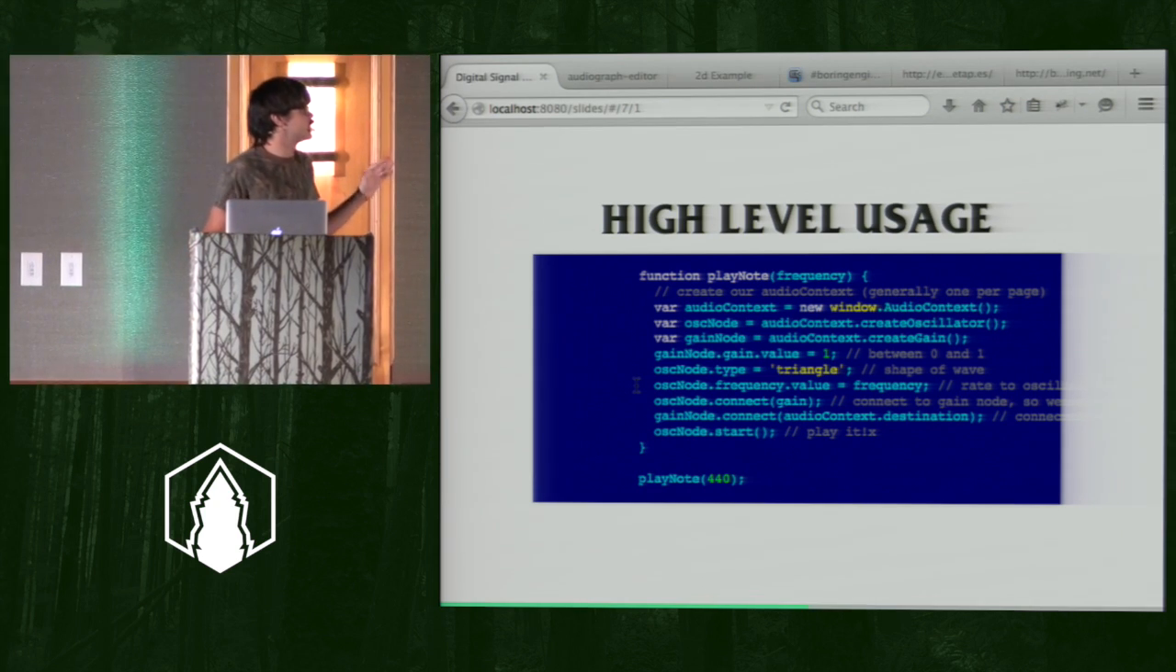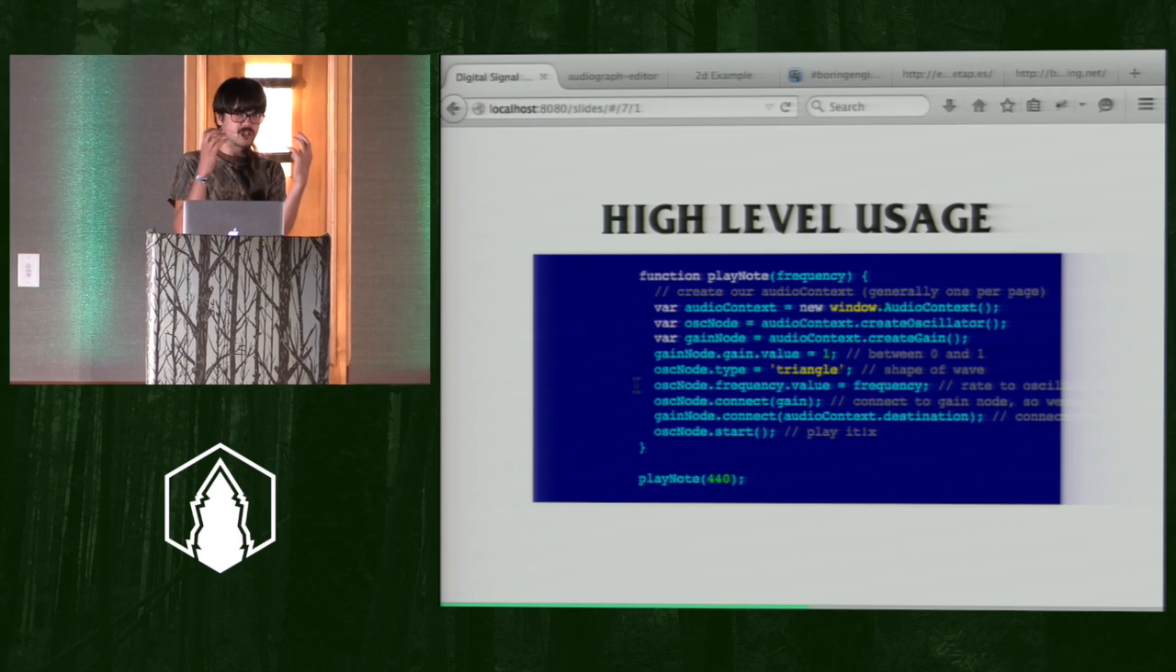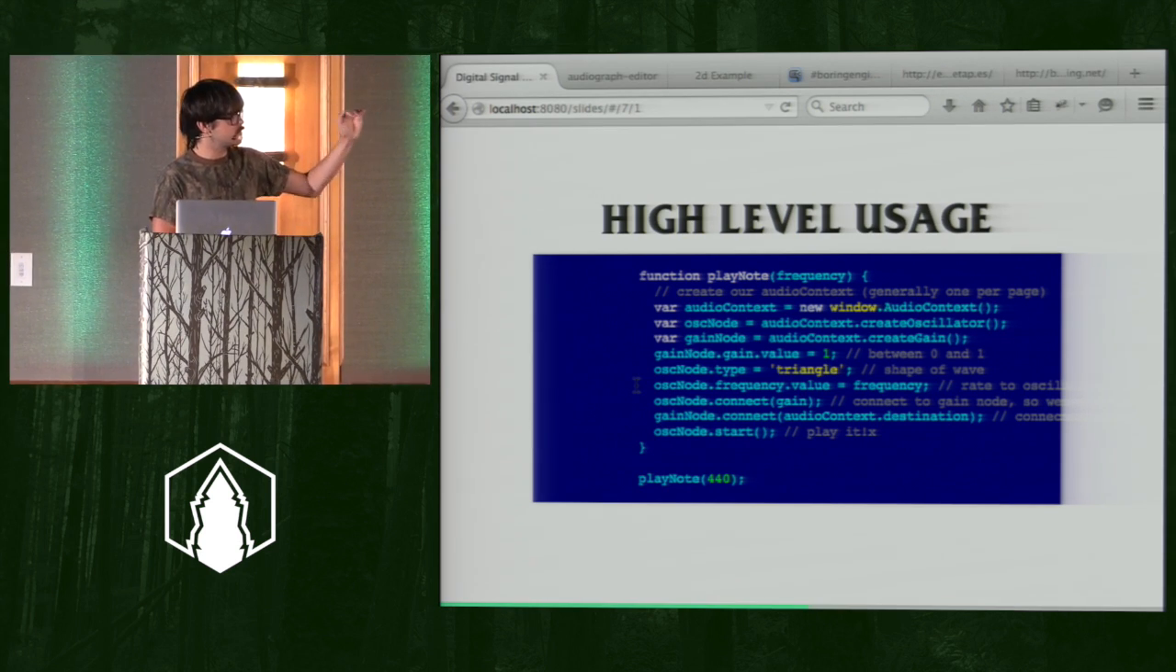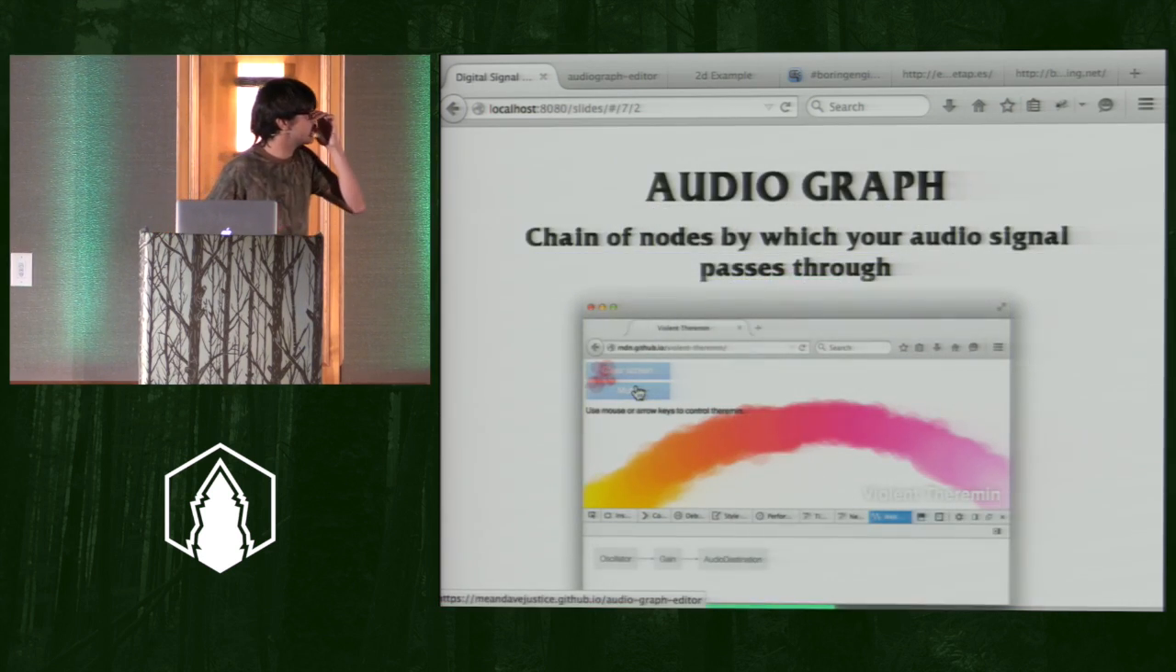So probably the most confusing part about this API for me was trying to visualize this audio graph that we have to set up. The audio graph is where we're connecting up each of these nodes. We're connecting up chains, so we want to try and help visualize this.